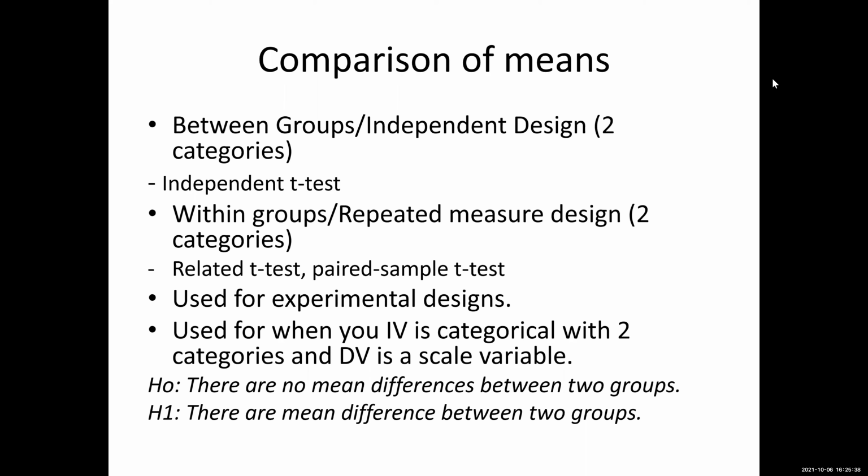Anyone who would like to answer? Yes, H1. If the p-value is significant, which means if the p-value is less than 0.05, we would always accept H1. Okay, now moving on.